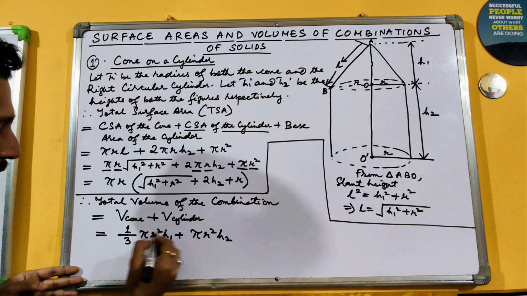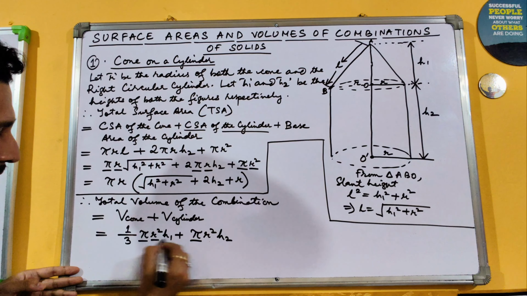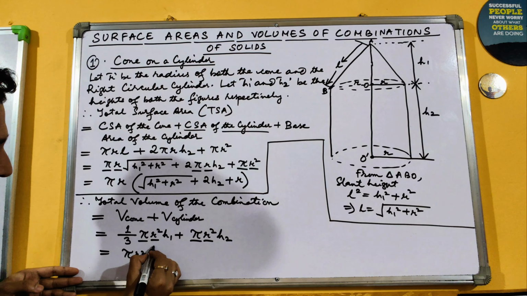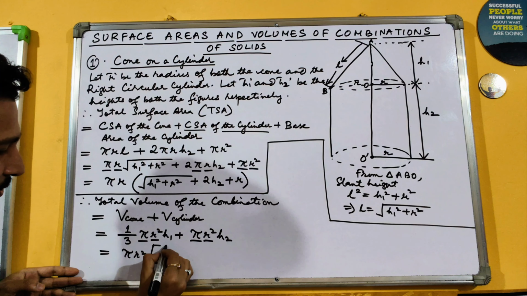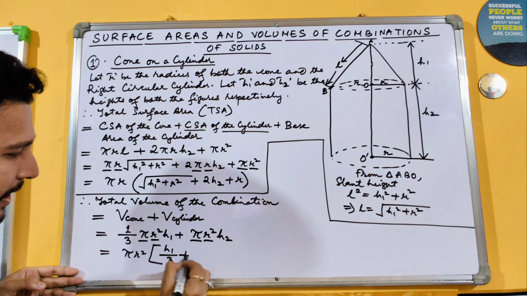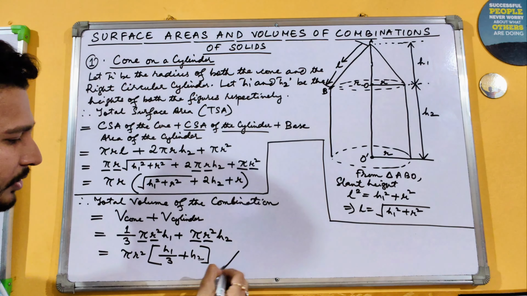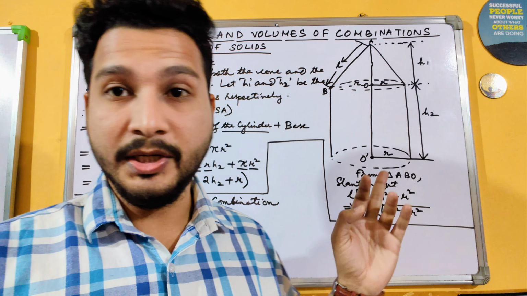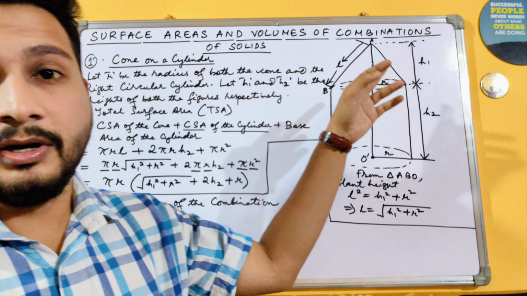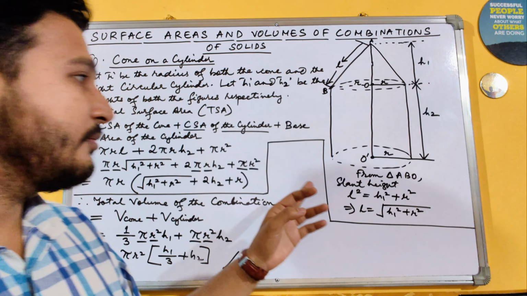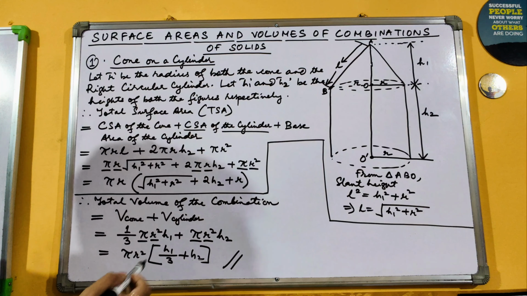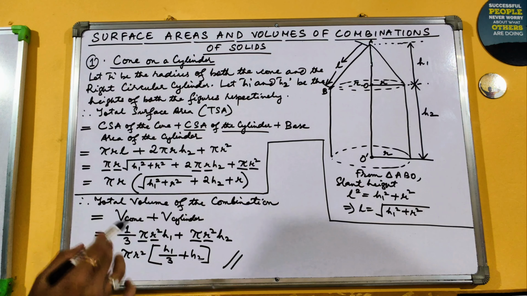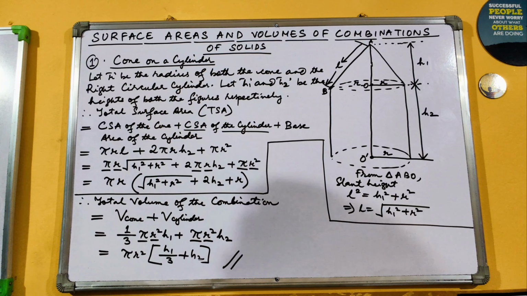We can take pi r square common outside. So pi r square, h1 by 3 plus h2. That's the derived formula for the total volume of the combination when a cone is surmounted on a cylinder. This is how we find it out. Just have a glance at the figure and the derived formula.